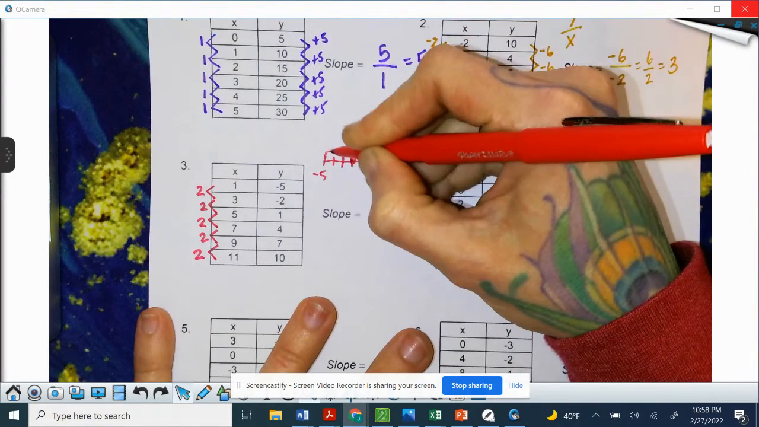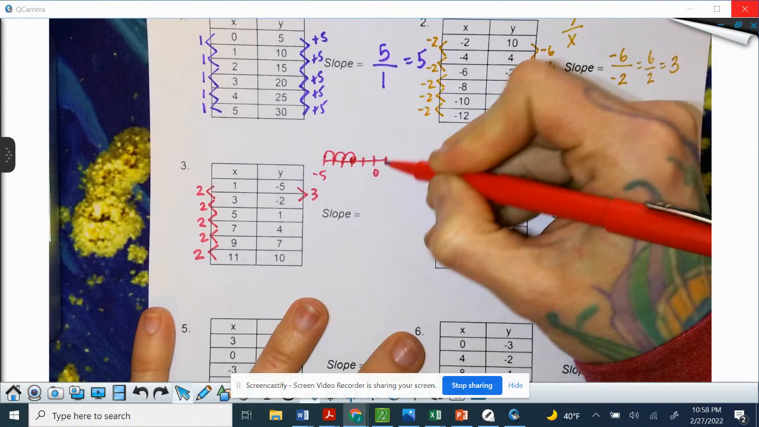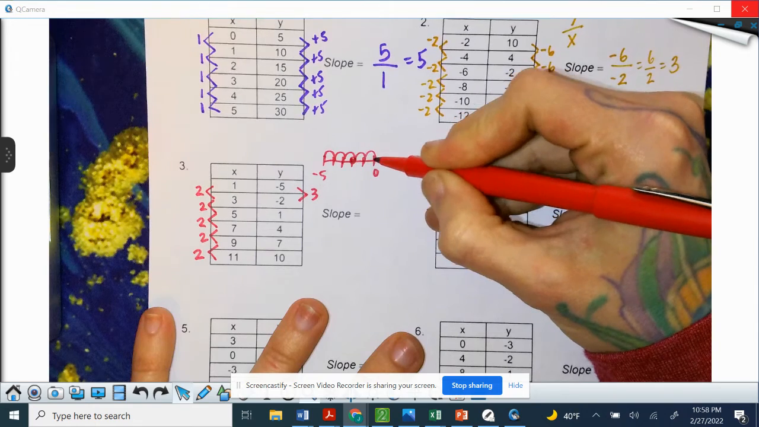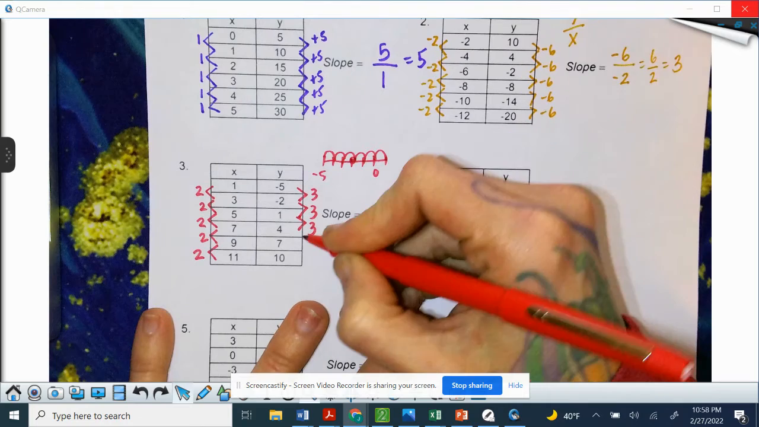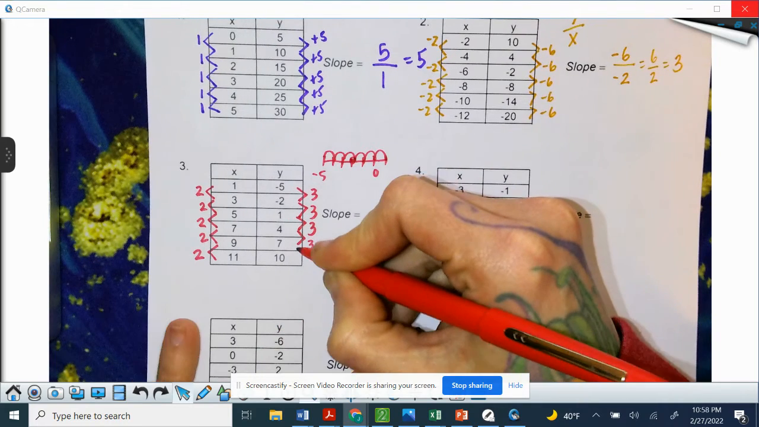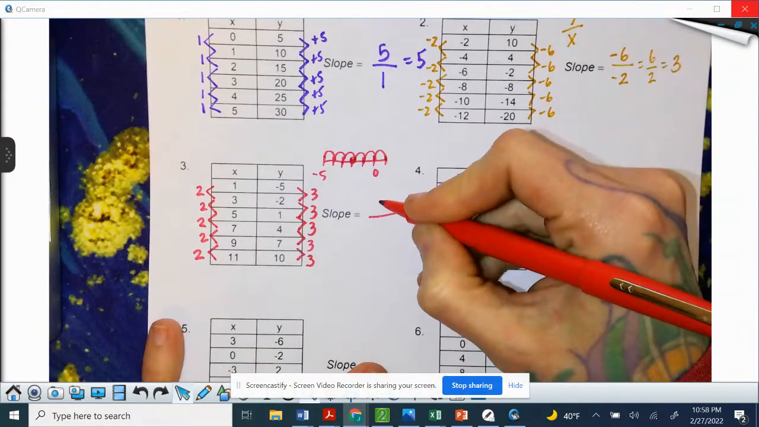I went to the right 3, so that means I added 3. Then negative 2 to positive 1, so 1, 2, 3. So I added 3 again. 1 to 4, I think most of us could do without a number line. 4 to 7, and then 7 to 10. So it looks like y over x, so 3 over 2.